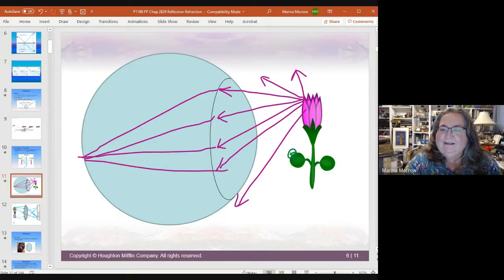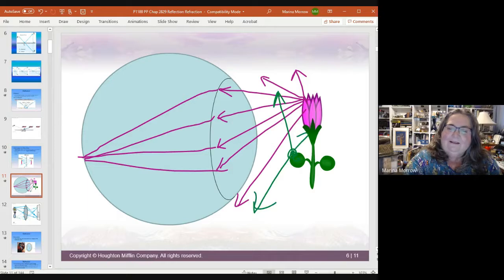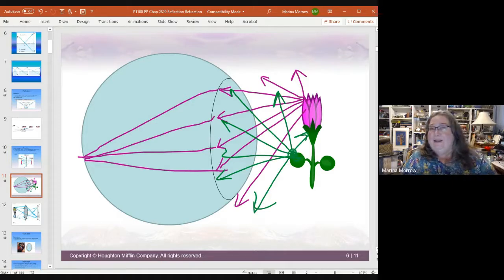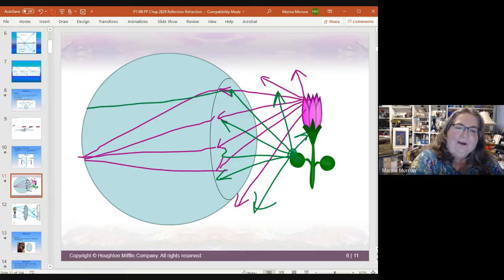Okay, so again, sunlight is hitting this leaf and light is radiating in many directions. Some of those are going to hit the eyeball and go into the pupil. Now, when those hit, the lens is going to focus those. And the point where those get focused is on the back of the eyeball.